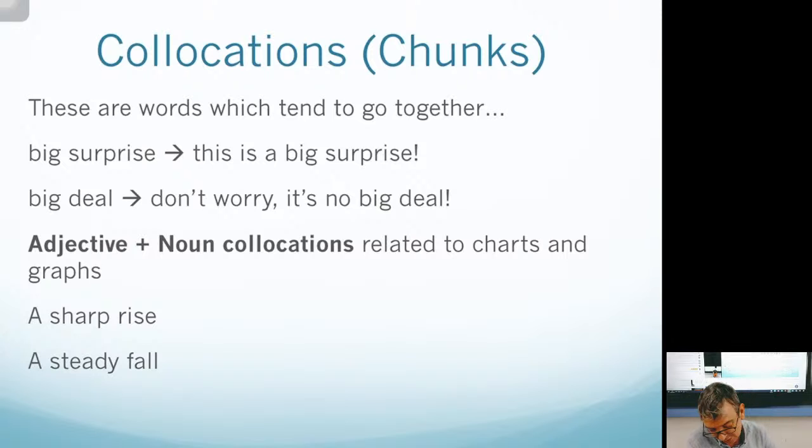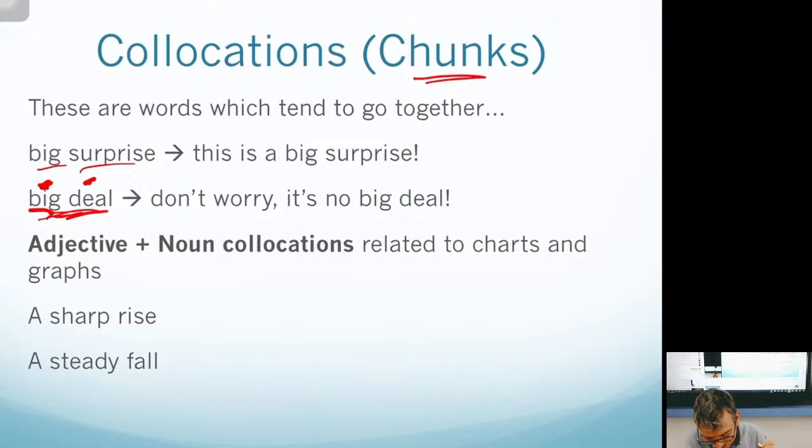Okay. Alright, now we're going to look at a different way to express the increase and decrease. So this is using collocations, but really it's chunks of words which we put together or tend to use together. So for example, big surprise, these are two words which we tend to use together. This is a big surprise. What a lovely Christmas present you gave me, so that's a big surprise. You might have heard of big deal. Don't worry, it's no big deal.